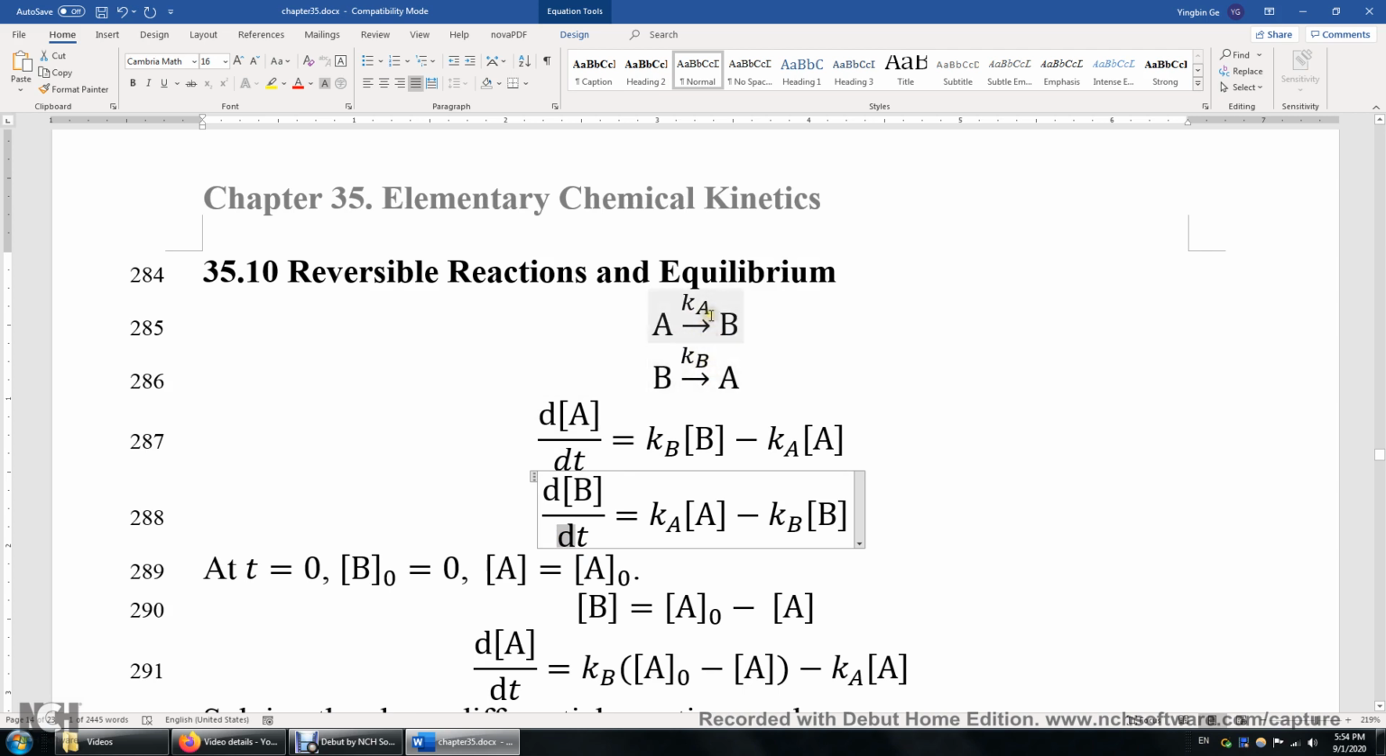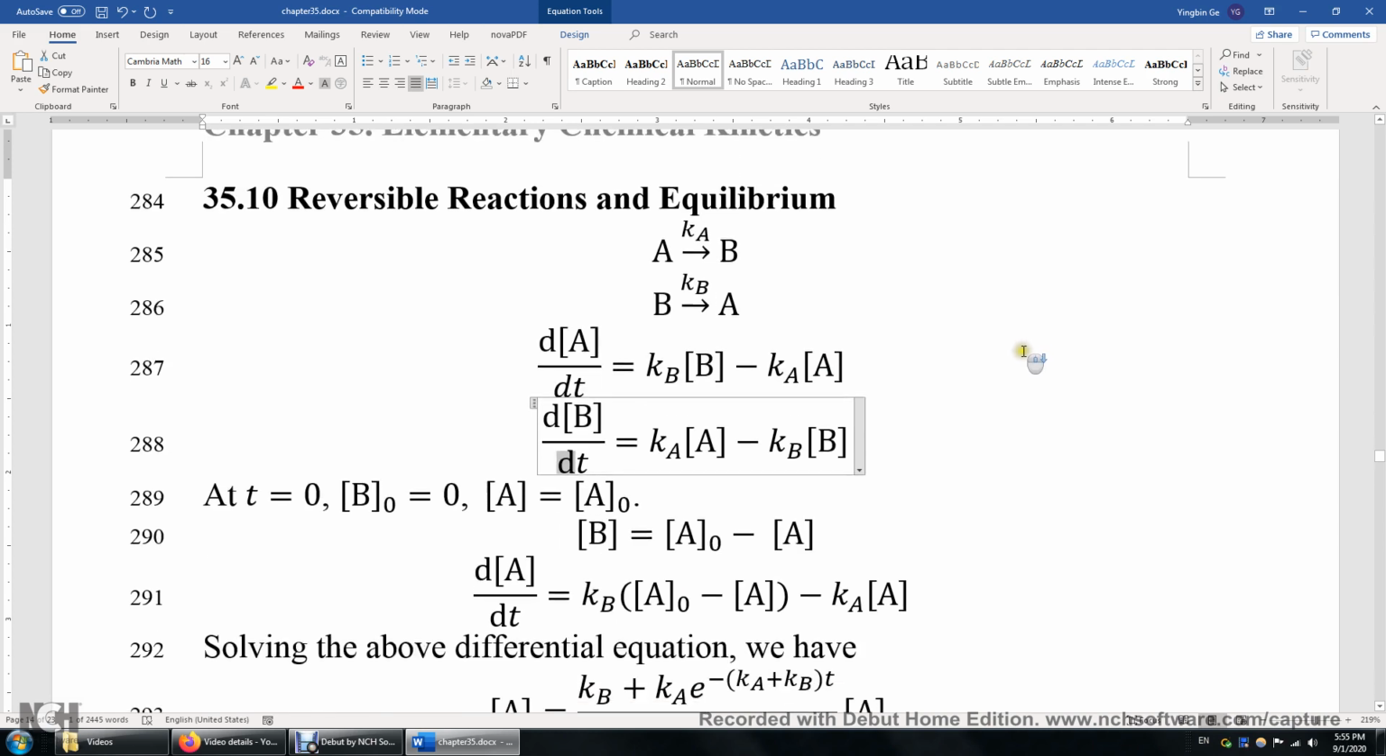At equilibrium, the reaction rate of the forward reaction from A to B is equal to the reaction rate of B to A. And that's a so-called dynamic equilibrium. Assuming at time 0, we do not have B in the system and A is A naught, then we have this equation, B is always equal to A naught minus A. Again, to produce 1 B, you have to consume 1 A, and that's why A plus B is always a constant.